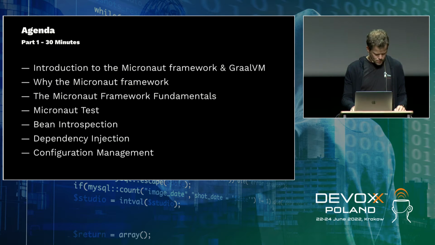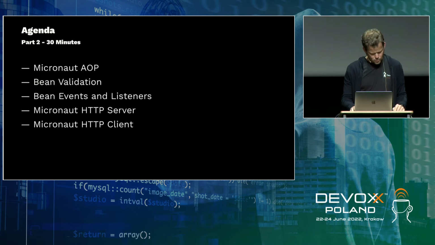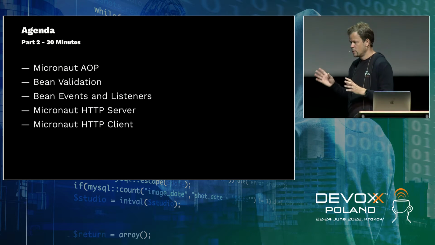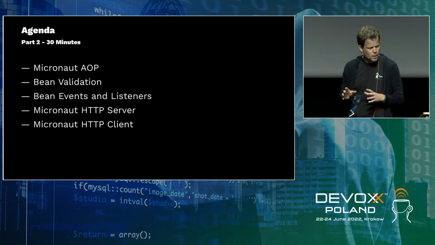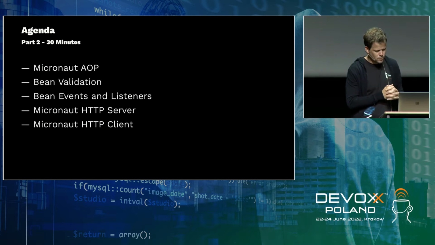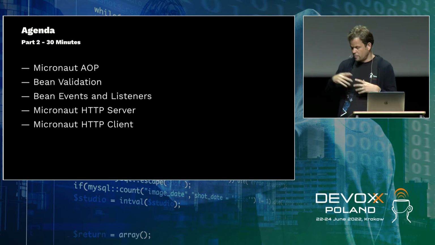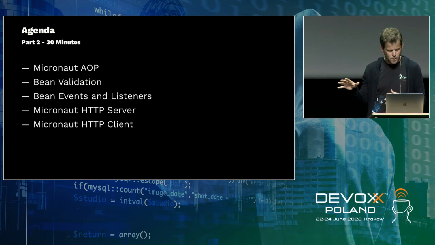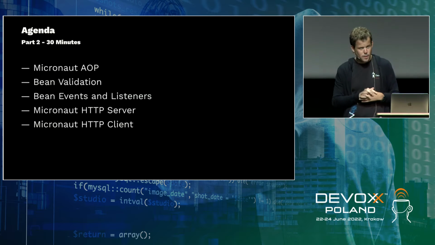And then in the second part, we will go through Micronaut AOP, which is the basis of a lot of how the more dynamic features in Micronaut work. We will look at an implementation of Micronaut AOP and the bean validation support. We'll look at bean events and listeners. We'll look at the Micronaut HTTP server and the HTTP client, and how those work.